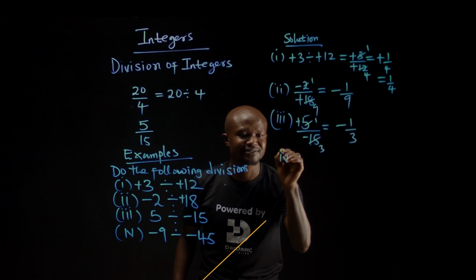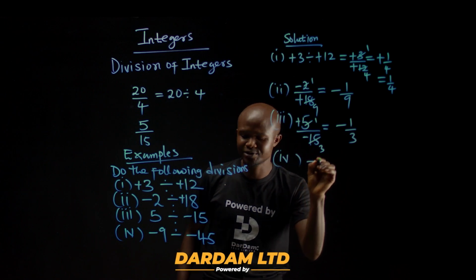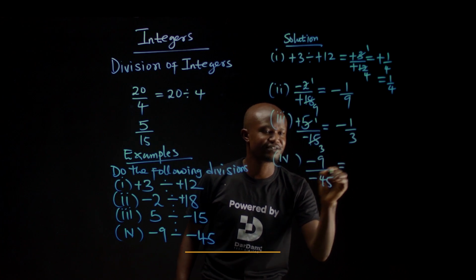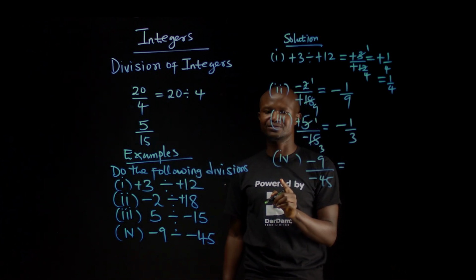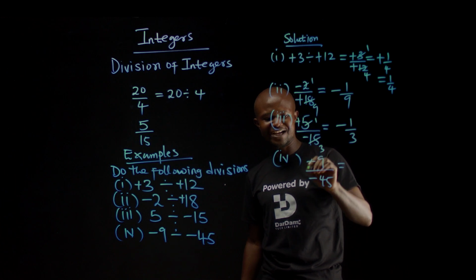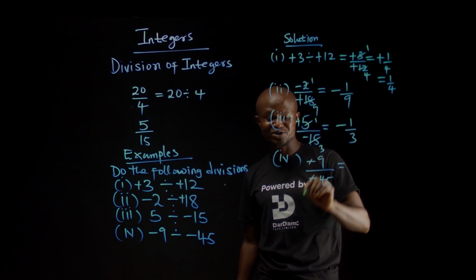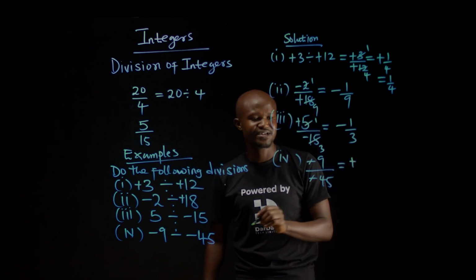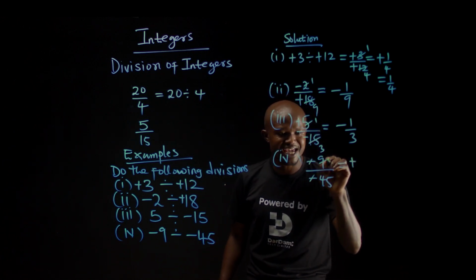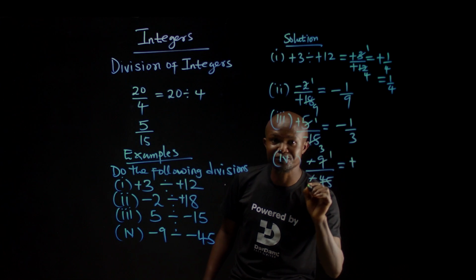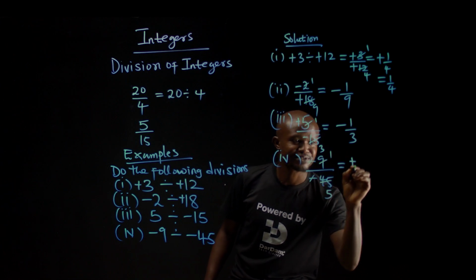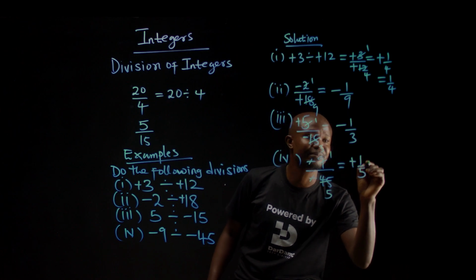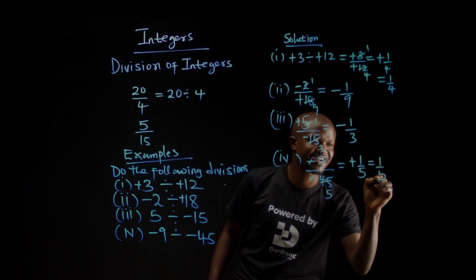Now, the fourth one, minus 9 divided by minus 45. Now, from our rules of division, minus divided by minus gives us what? Plus. Now, 9 here, 9 in 45, what do we have? 5. So in that case, we have here plus 1 over 5. And this can be written as what? 1 divided by 5.